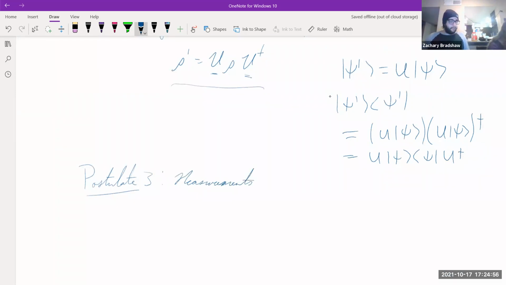I know how to spell. So measurements are described by measurement operators.